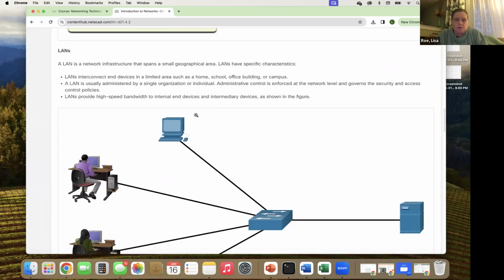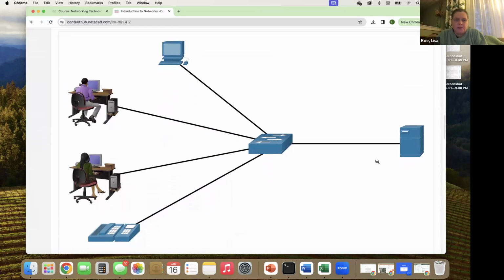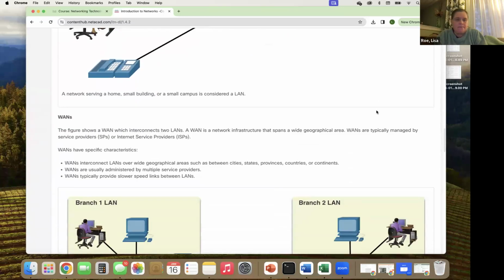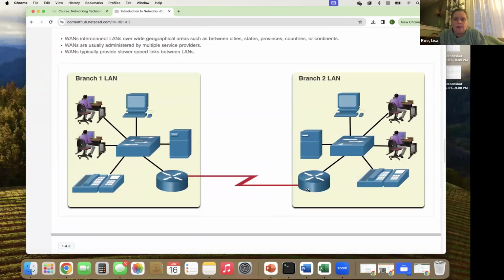And they just talk about some different devices here. We can see this is a local area network. We have multiple devices all connected together. This is a server over here. And then the wide area network that we need the internet to connect to each other.